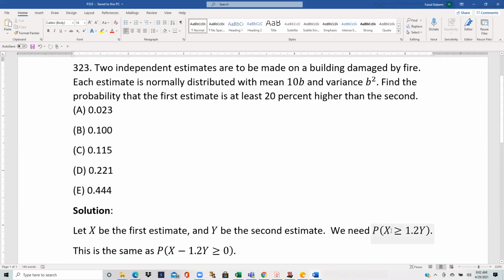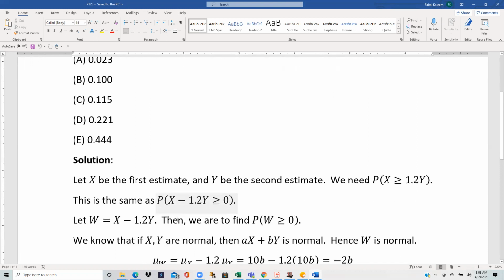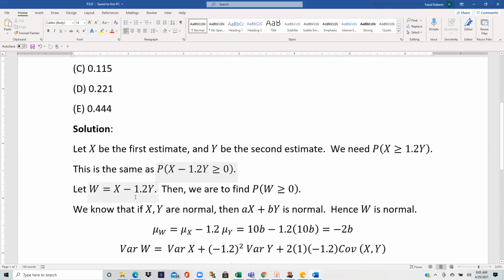that X is greater than or equal to 1.20 times Y. 20% higher means it's 1.2 times that. So this is the same as probability X minus 1.2Y is greater than or equal to 0, and therefore we set this as a third variable. So let W be equal to X minus 1.2Y, and then we have to find probability W greater than or equal to 0. So in these problems where you have two normal variables running around, the key is to reduce it to a single normal variable, which is W in our case.